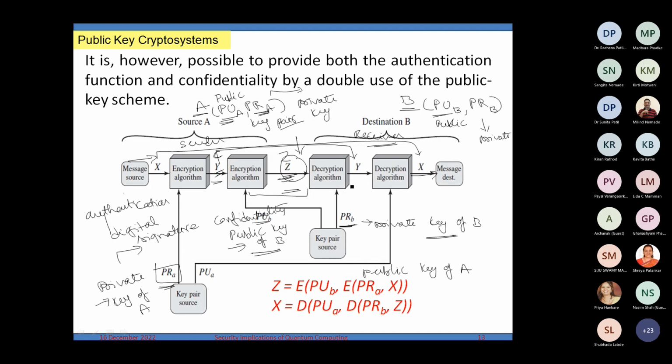Now once B receives Z and decrypts it with the help of his private key, what he gets is Y, and now Y is decrypted with the help of the public key of A. So that means B is now able to know that this particular ciphertext is sent by A, and this is what authentication is. So we are achieving confidentiality and we are achieving authentication by performing public key encryption in this particular order. I hope we are good to go.